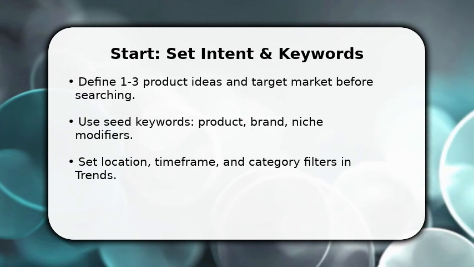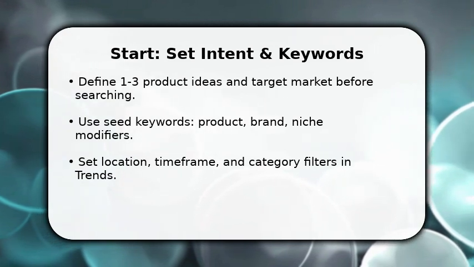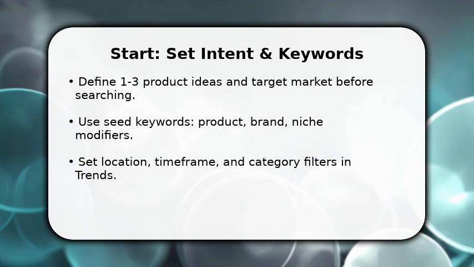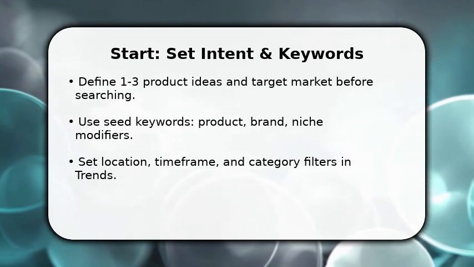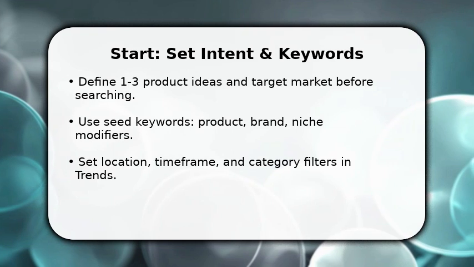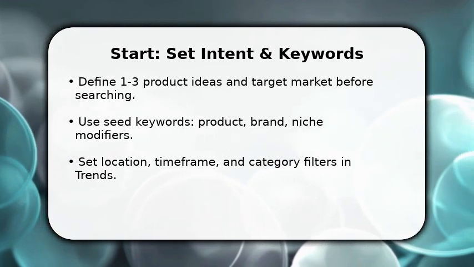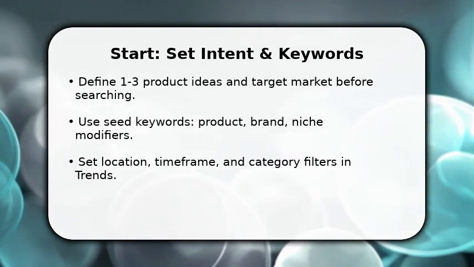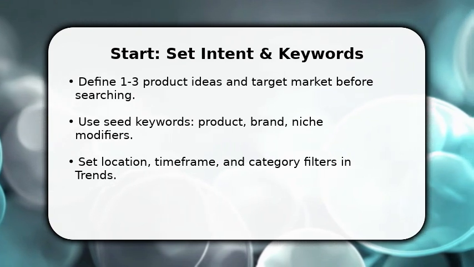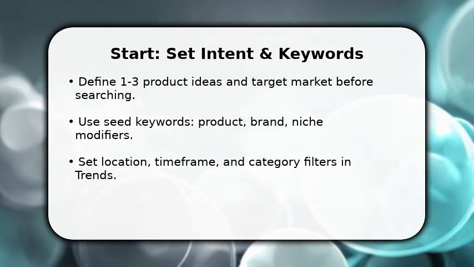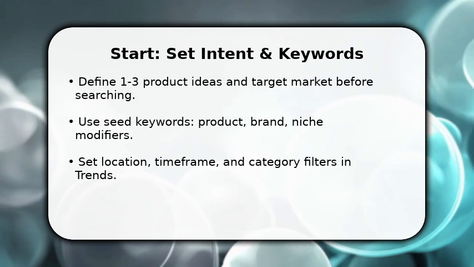Once done, set the country, a 12-month time frame, and the shopping category, or leave it all categories for broader insight. Make sure to compare keywords with the plus compare box so you see relative interest. This step primes you to spot seasonal spikes and baseline demand, which matters for Amazon, FBA sourcing, and forecasting.